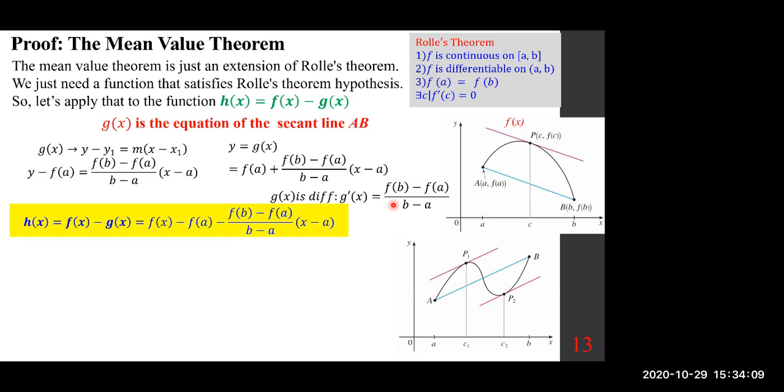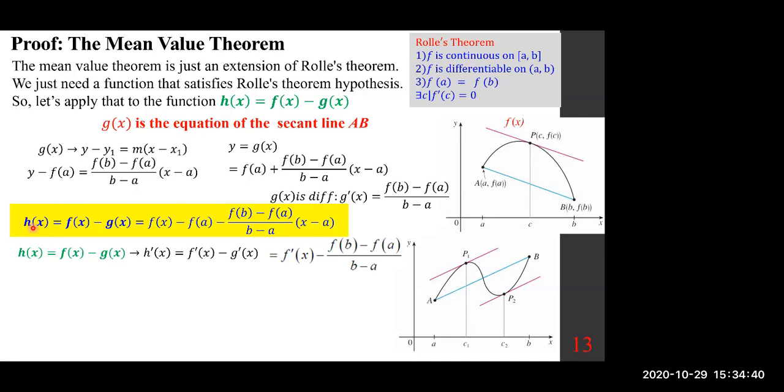Now, what about h prime of x? H prime of x is f prime of x minus g prime of x. F prime of x minus this one. Okay. So now, why have we done this? Rolle's theorem applies to this h function.